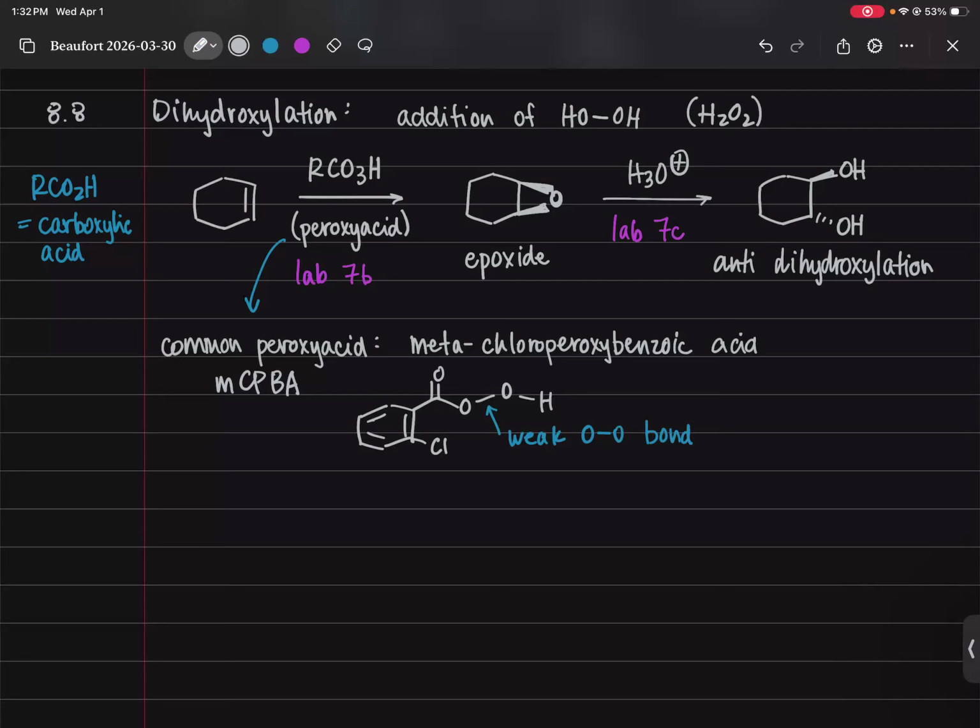The key part of this molecule is the weak bond between the two oxygens. This is the same reason that hydrogen peroxide is reactive. But this is a common peroxy acid that's used.